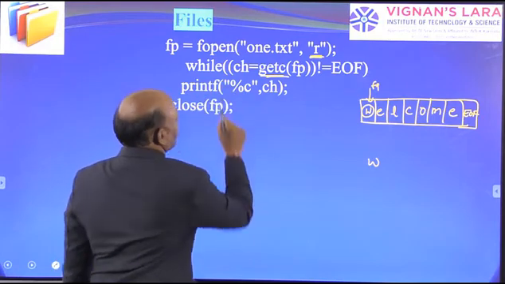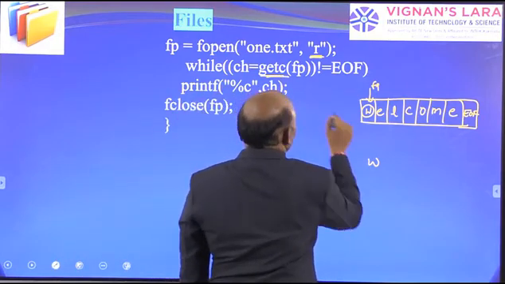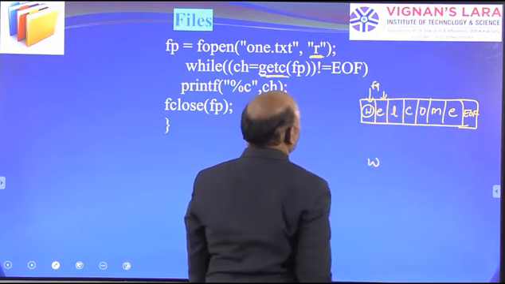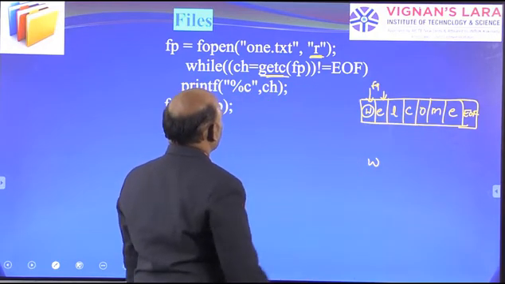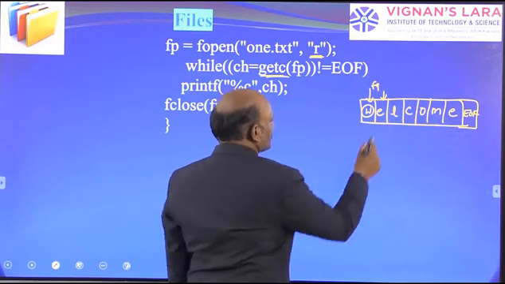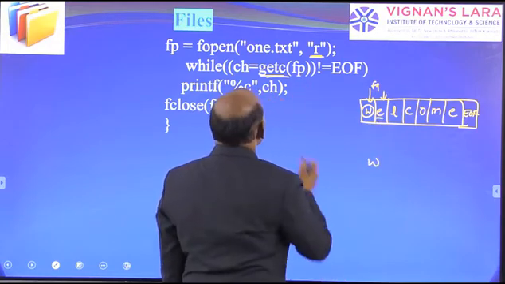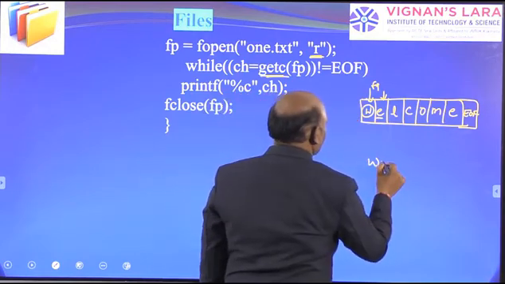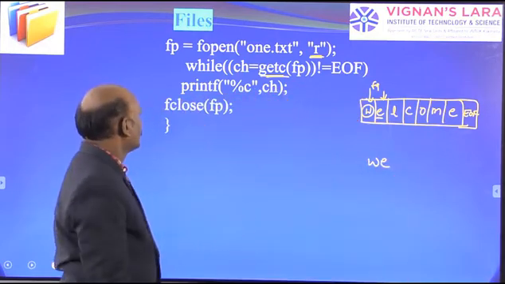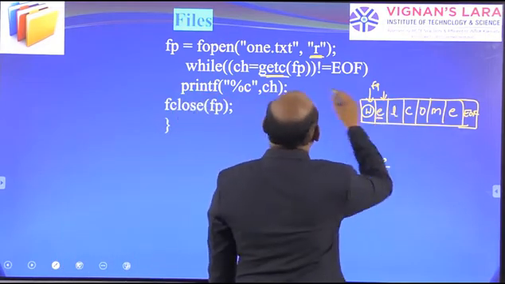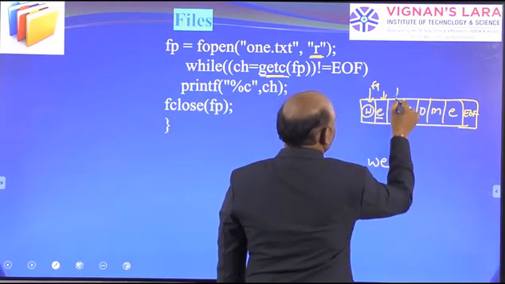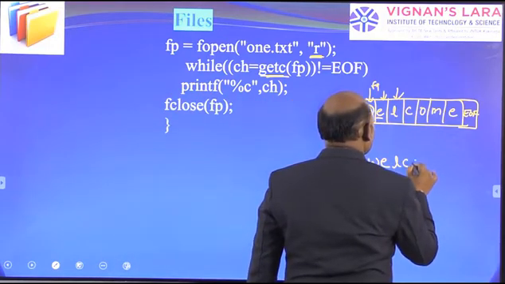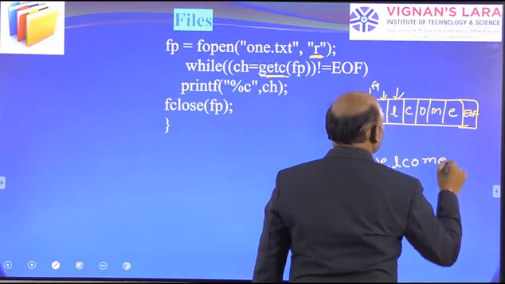Then repeat. Now after reading this, the file pointer will be moved to the next character. ch equal to getc of fp. So here the next character is E, which is not equal to the end of file. So print it onto the monitor. After getc is executed, the file pointer is moved. Like that, WELCOME.